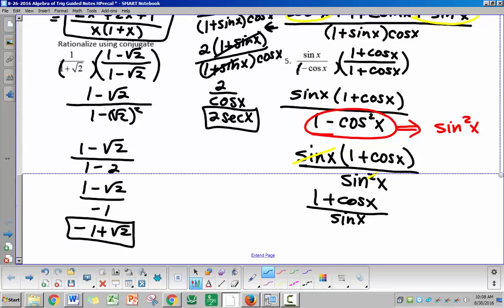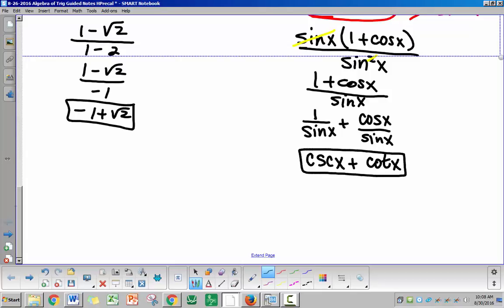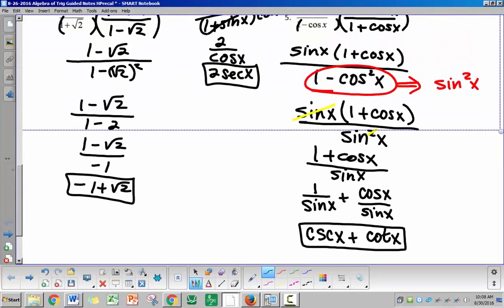Now that you could argue is not as simple. This is probably similar in complexity here. But you could bust this fraction up on number 5 and say that this is 1 over sine x plus cosine x over sine x, which is equal to 1 over sine x is, what's the reciprocal? Cosecant plus cotangent.